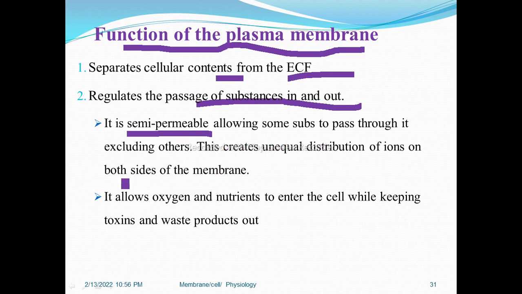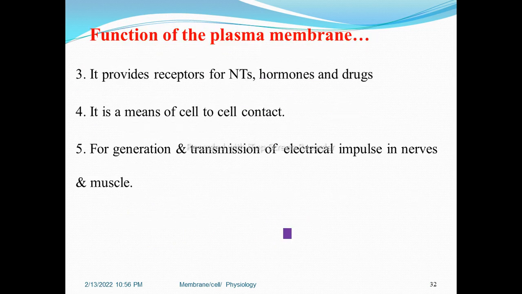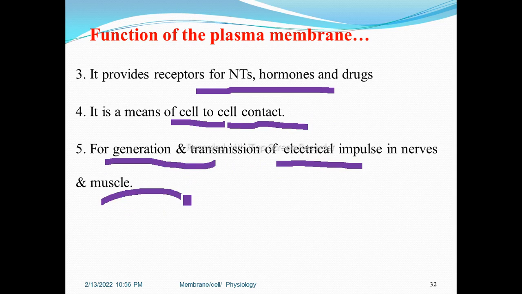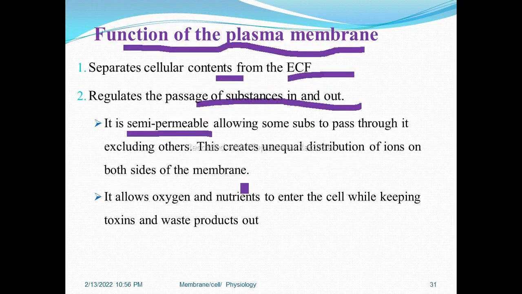This creates an unequal distribution of ions on both sides of the membrane. It allows oxygen and nutrients to enter the cell while keeping toxins and waste products outside the cell. It provides receptors for neurotransmitters, hormones, and drugs. It is important for cell-to-cell attachment and communication, and for generation and transmission of electrical impulses in nerves and muscle, as well as serving as a sensory device that permits a cell to recognize and be recognized by other cells and macromolecules. All these are functions of the cell membrane or plasma membrane.